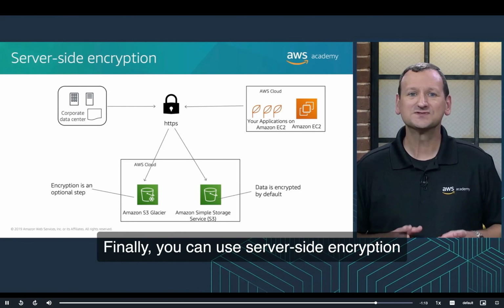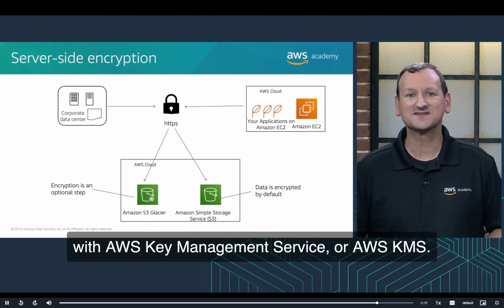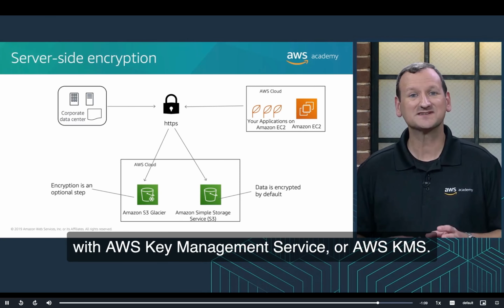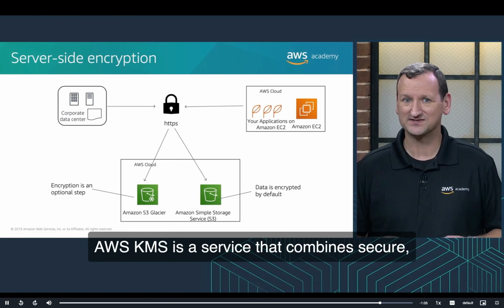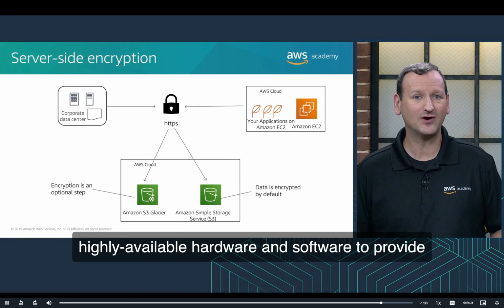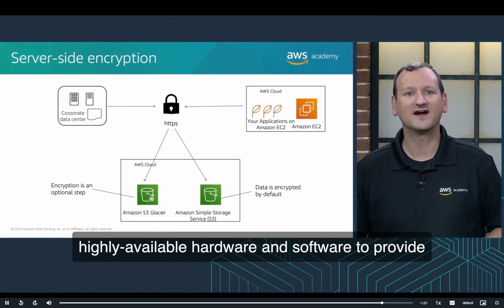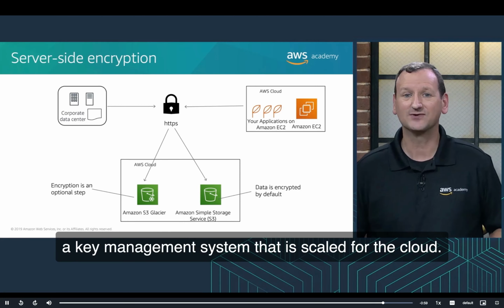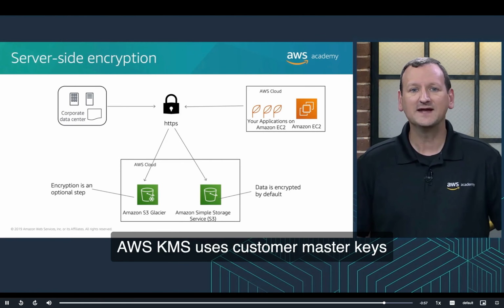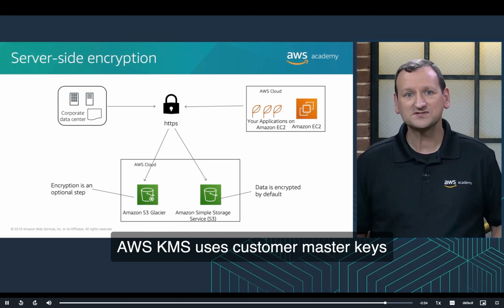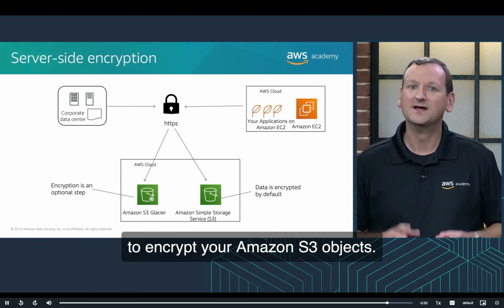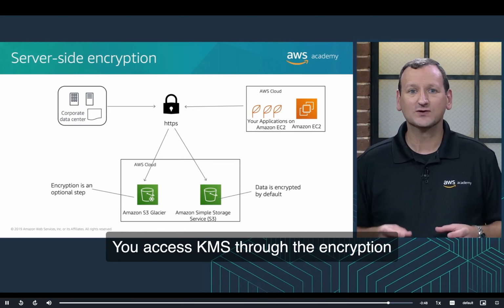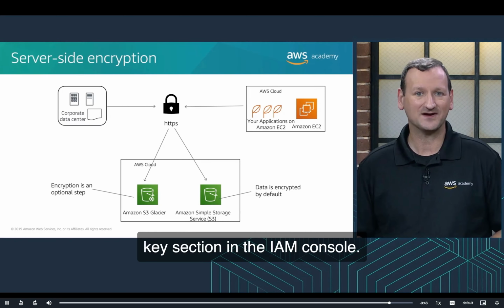Finally, you can use server-side encryption with AWS Key Management Service, or AWS KMS. AWS KMS is a service that combines secure, highly available hardware and software to provide a key management system that is scaled for the cloud. AWS KMS uses customer master keys to encrypt your Amazon S3 objects. You access KMS through the encryption keys section in the IAM console.